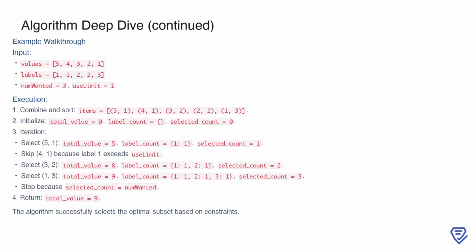The next item, (4, 1), is skipped because label 1 exceeds use_limit. We then select (3, 2), updating total_value to 8 and label_count to {1: 1, 2: 1}. Finally, we select (1, 3), bringing total_value to 9 and label_count to {1: 1, 2: 1, 3: 1}. At this point, selected_count reaches num_wanted, so the process stops. The algorithm correctly returns 9 as the maximum sum of selected values.